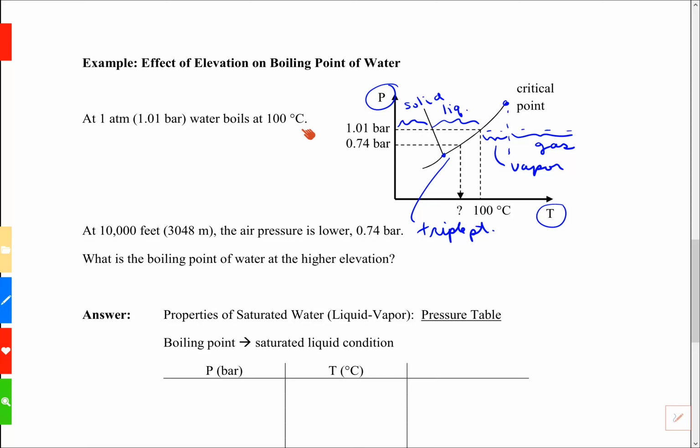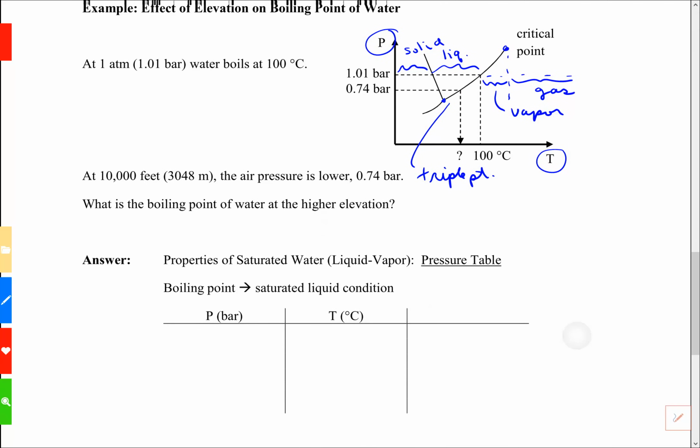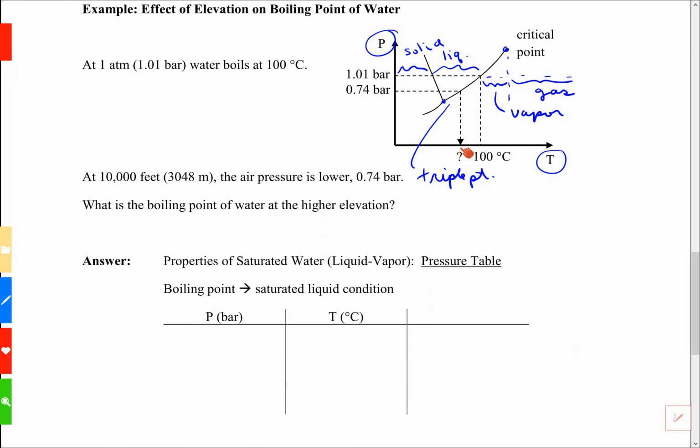All right, so here we're told that at 1 atmosphere, 1.01 bar, water boils at 100 C. Suppose we're at 10,000 feet and the air pressure is lower, now 0.74 bar. What's the new boiling point of water at this elevation? The PT diagram tells us that the boiling temperature descends when the pressure descends. To get detailed information, we need the saturated water table or pressure table.